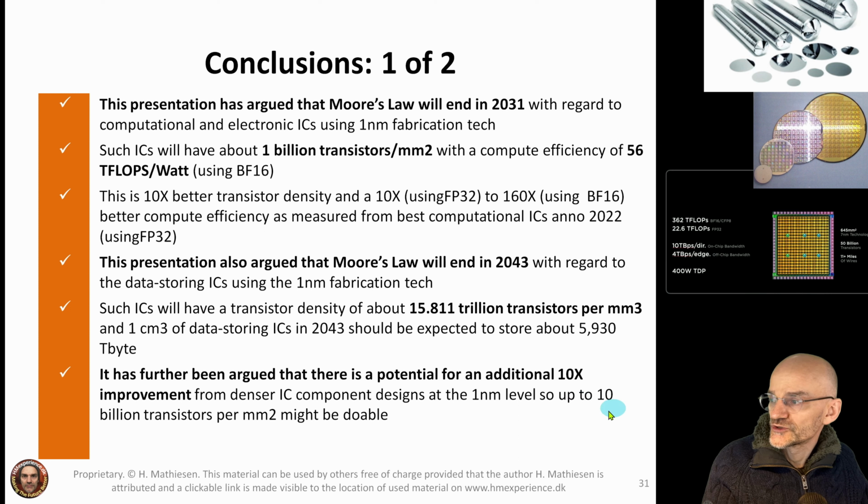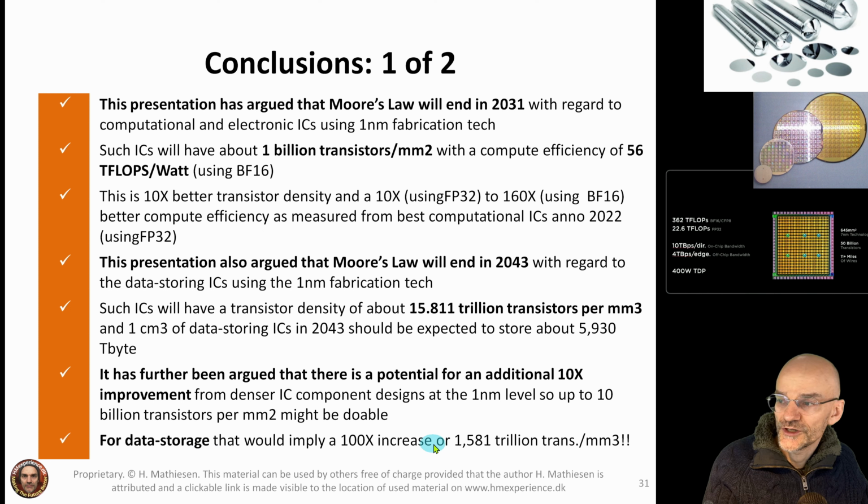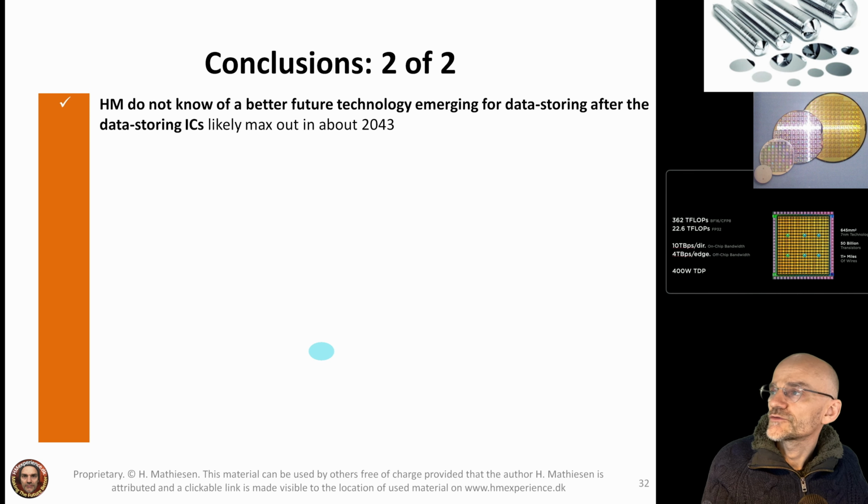So up to 10 billion transistors per square millimeter should be doable if that is possible. But I think Moore's law will end somewhere between 1 billion and 10 billion transistors per square millimeter for computational ICs. And for data storage, that would imply a 100x increase, or 1,600 trillion transistors per square millimeter. I do not know of any better future technology that is emerging for data storing after the electronic data storing ICs max out in 2043.